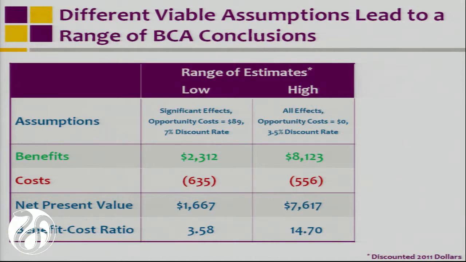If we bring together the results when we just consider those few dimensions that I posed alternatives for, this is how much the bottom lines can vary. So on the low end, when we include just significant effects, do include some for opportunity costs, and at a high discount rate, our net present value is about $1,700 per youth, and our benefit cost ratio about 360. The results are much higher, of course, when we include all effects, don't have any opportunity costs, and use a lower discount rate. So you can see a wide range, and I think this speaks to the need for standards.